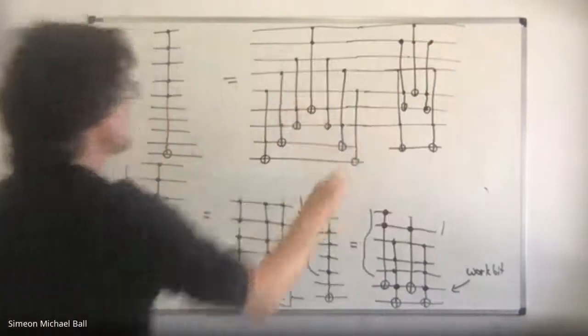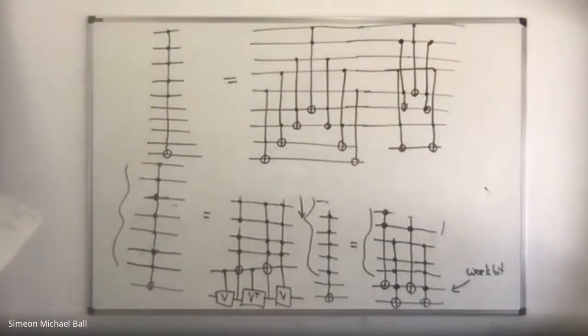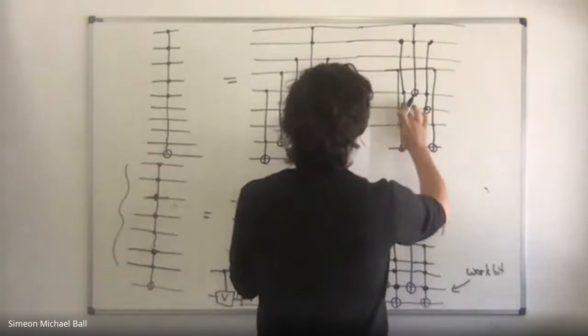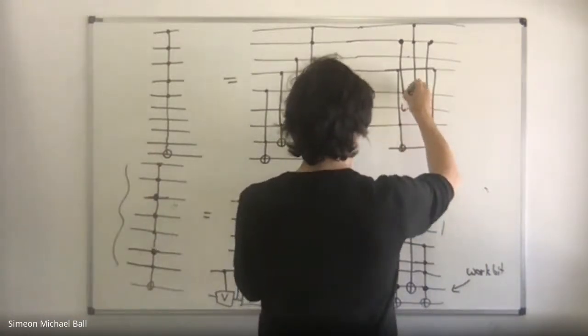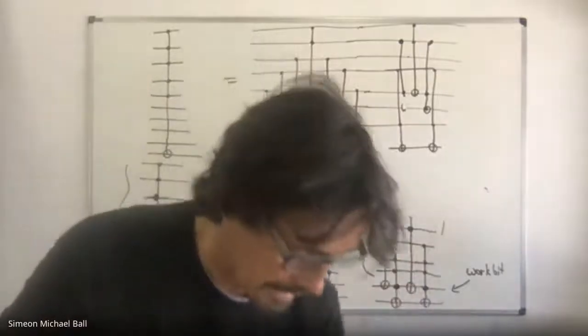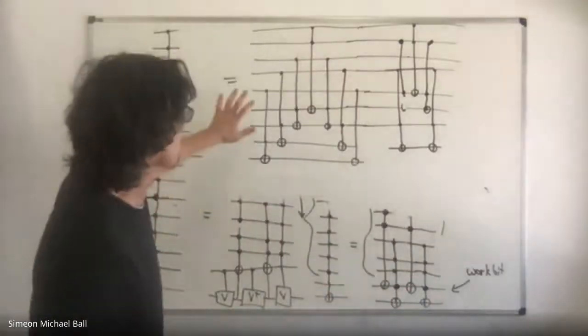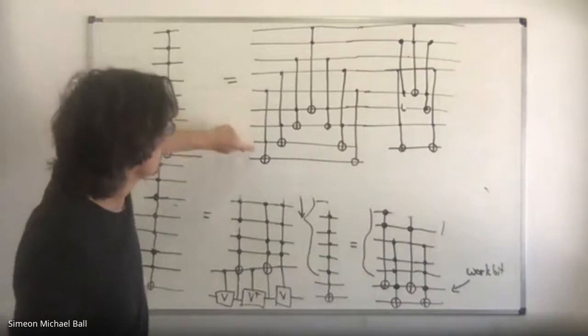Okay, so then you basically get the same thing on the other side, shifted up. Maybe I messed that bit up. This should be, yeah, I'm not sure. Anyway, so basically this then breaks down with the work bits. You can do them into single Toffolis.